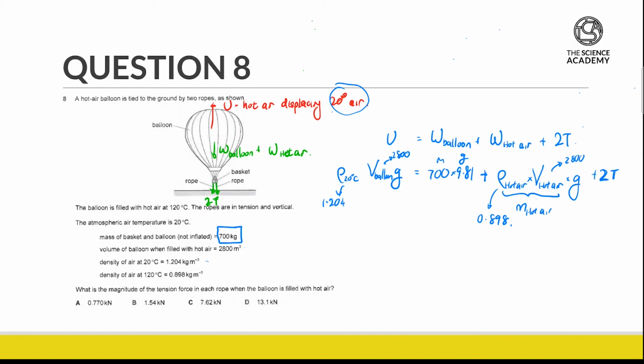Keying all of this into our calculator, we get a value of 2T equal to 1538.208 newtons. And therefore T is going to be 769.104. So our closest answer to this is going to be 0.770 kilonewtons.